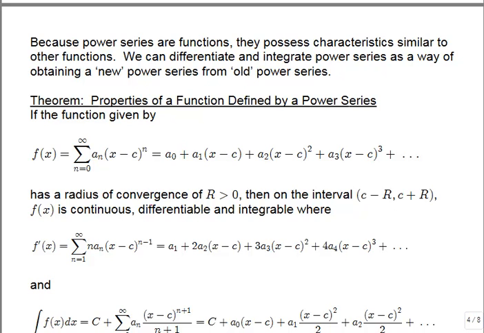If we know that it has a radius of convergence of r greater than 0, and it converges on the interval c minus r to c plus r, then f is continuous, differentiable, and integrable, where the derivative would just be bring down the power n and subtract 1 from the power. Or you can take the derivative term by term. So the derivative of this term would just be a sub 1. This term would be 2a sub 2 times x minus c to the first. The derivative of this term would be 3a sub 3 times x minus c squared, and so forth. So you can take the derivative inside of your summation notation, or you can take your derivative term by term.